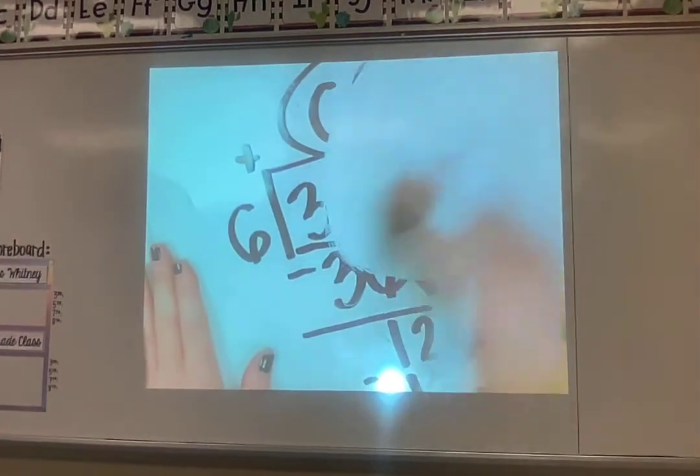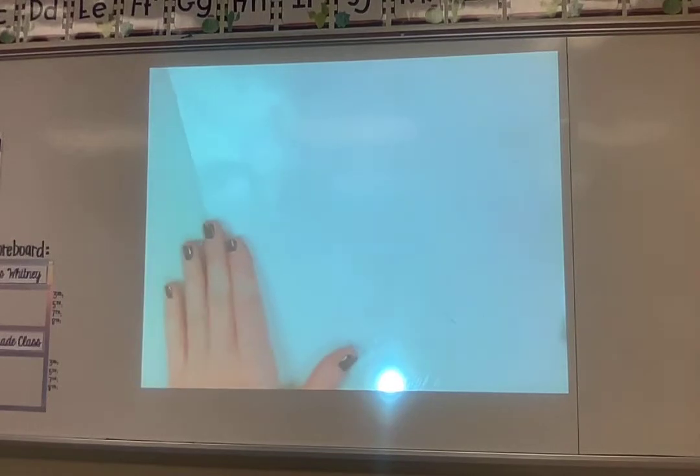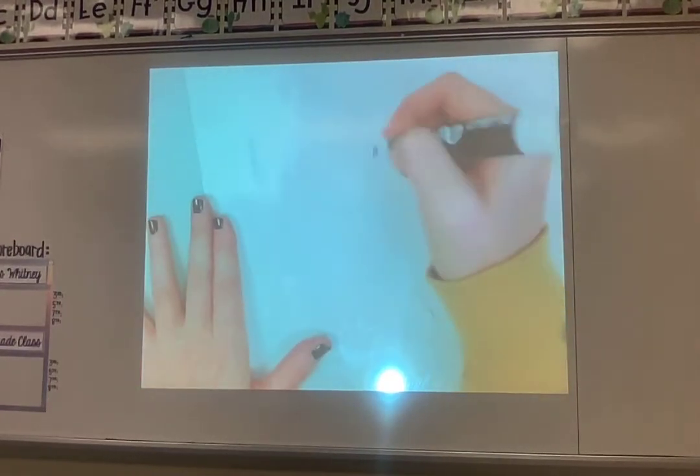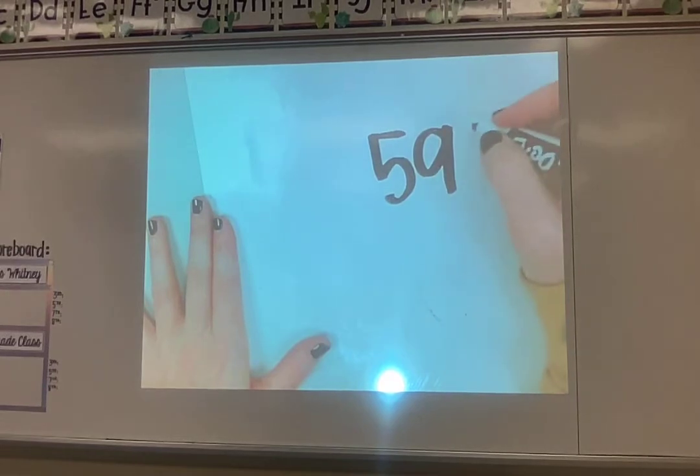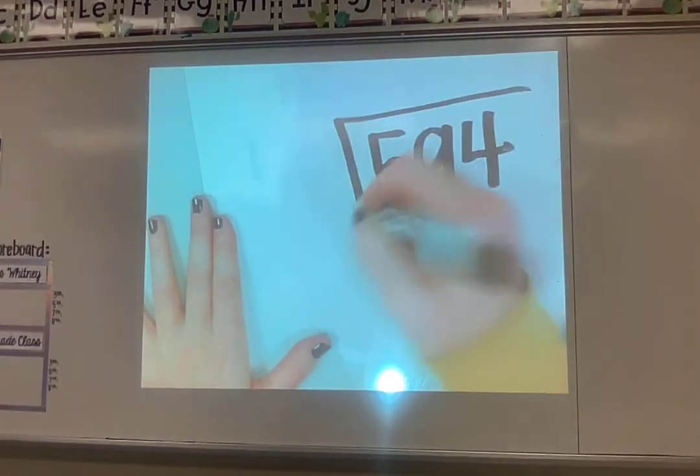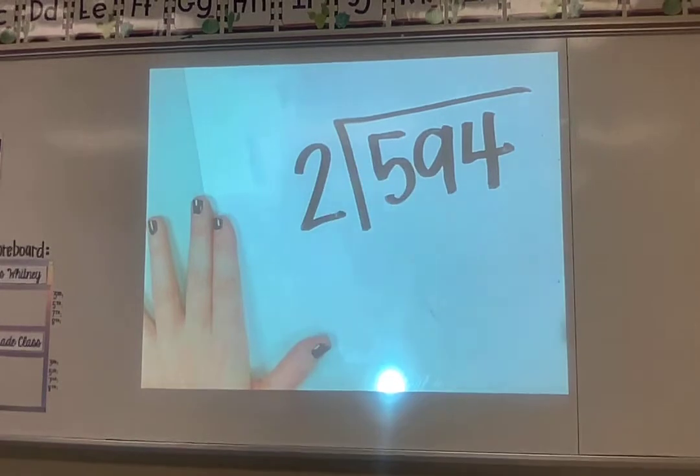All right, let's do one more just to make sure that you've got the hang of it, and then you can work on your exit ticket. All right, one more. Let's do 594 divided by 2. We'll make this a little bit smaller.